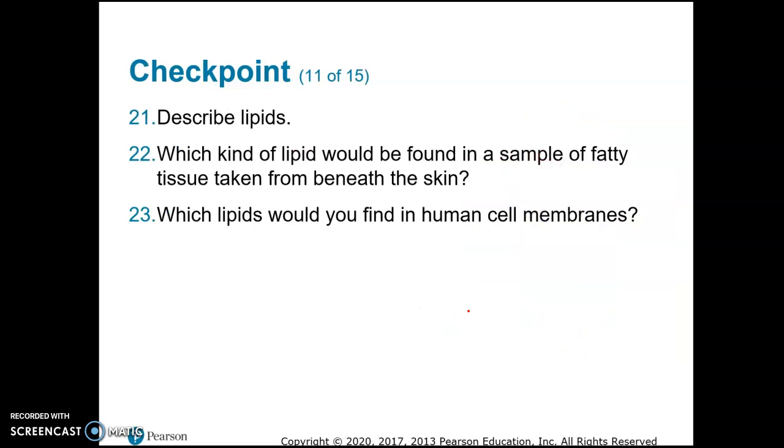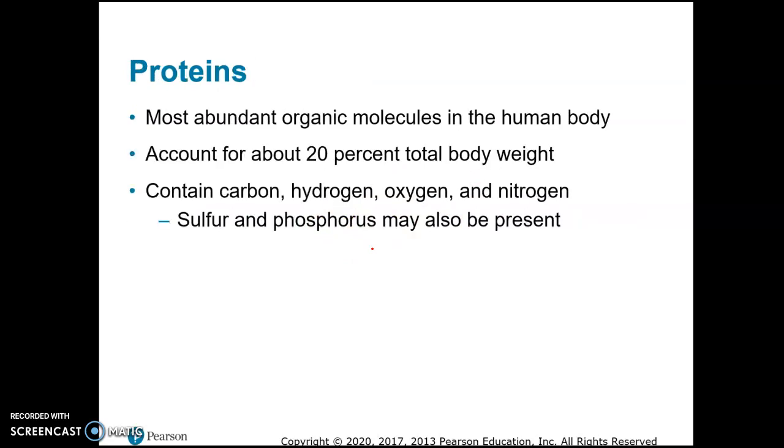Okay, let's look at number 21, describe lipids. Remember, lipids are similar to carbohydrates in that they're composed of carbon, hydrogen, and oxygen, but the ratio of oxygen to carbon and hydrogen is much lower. Lipids are typically nonpolar and insoluble in water. 22, which kind of lipid would be found in a sample of fatty tissue taken from beneath the skin? Remember, we learned that body fat is called triglycerides. And then 23, which lipids would you find in human cell membranes? That would be phospholipids.